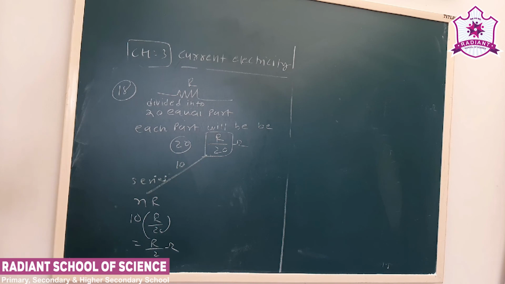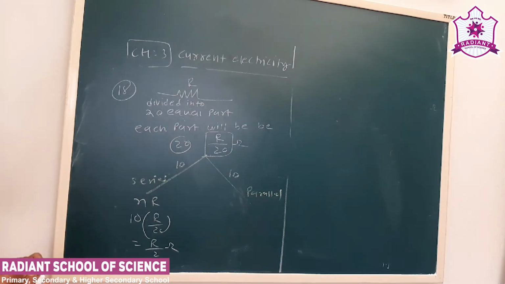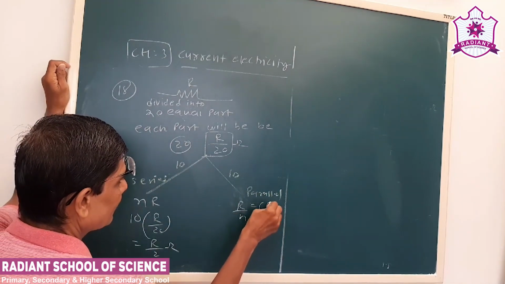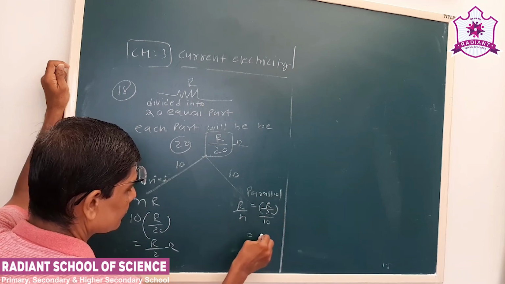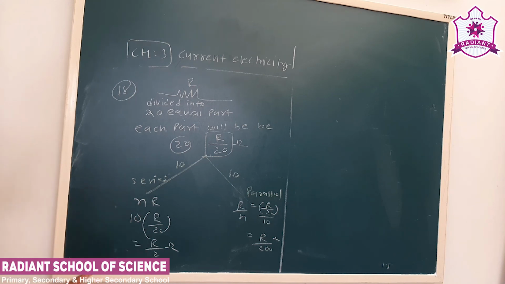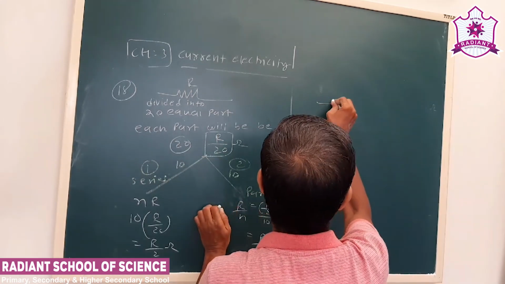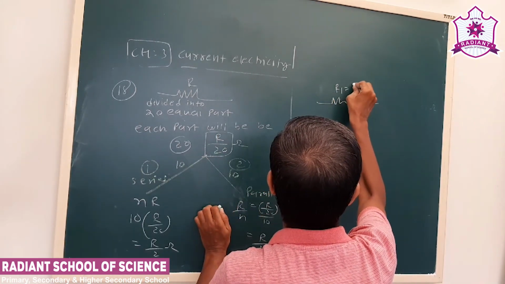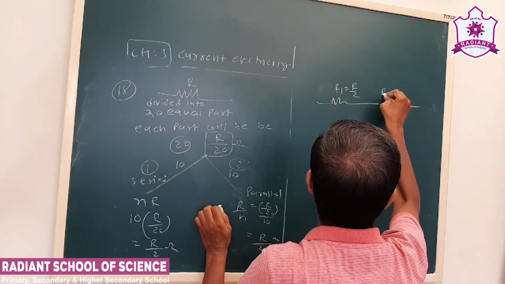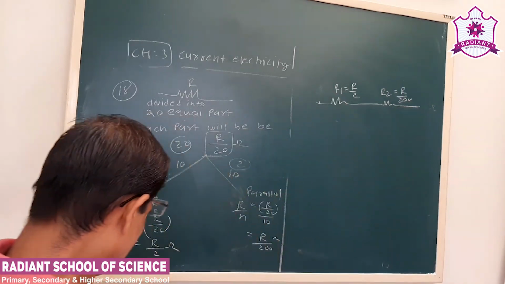Now 10 parts are connected in parallel. So it will be R by n, R is R by 20 and n is 10. Now let us say this is the first part and the second part is connected in series. We have to find out the equivalent resistance.